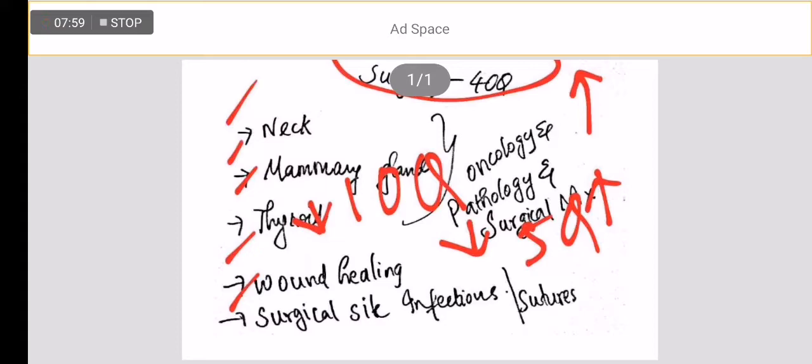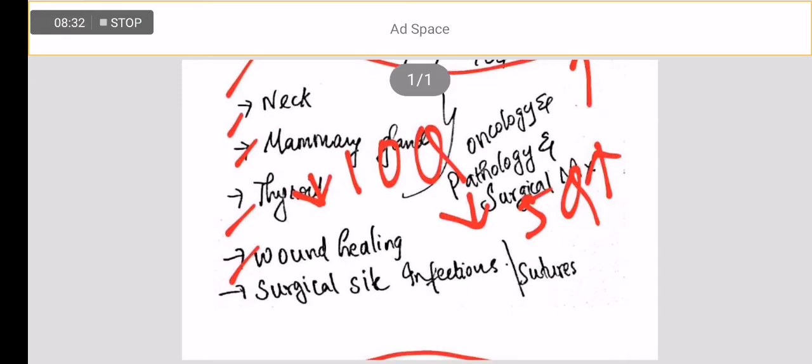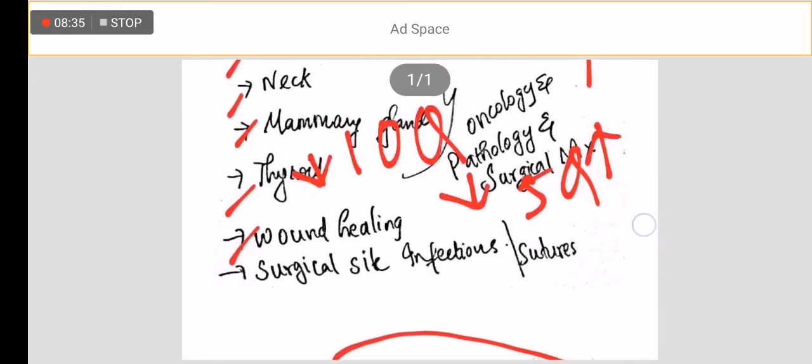Neck, diseases related to neck, mammary gland, thyroid, you may get up to 10 questions. These 3 topics are the most important topics you have to study in surgery. Neck, for example thyroglossal cyst, everything. And mammary gland, you have to study correlated with oncology, pathology, and surgical management.